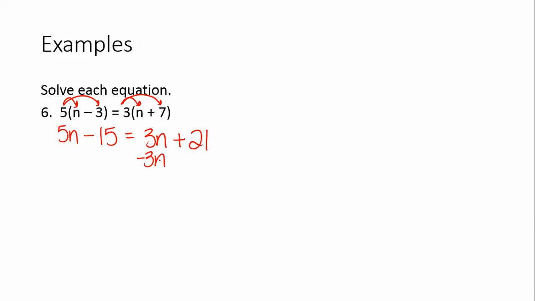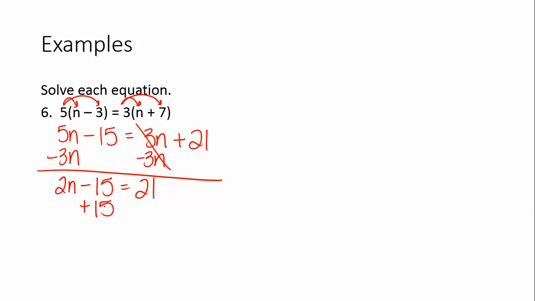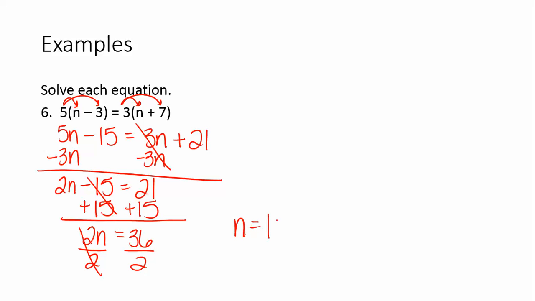Now we're going to move the 3n to both sides. It's going to give us 2n minus 15 equals 21. Add 15 to both sides, undoing that subtraction before we undo division. 21 plus 15 is 36. Divide both sides by 2, and we get n equals 18.